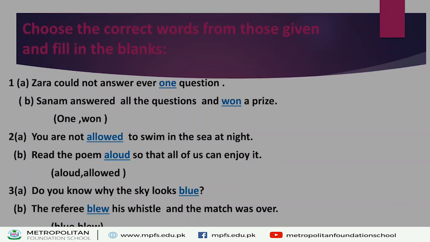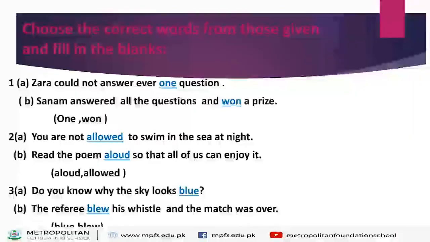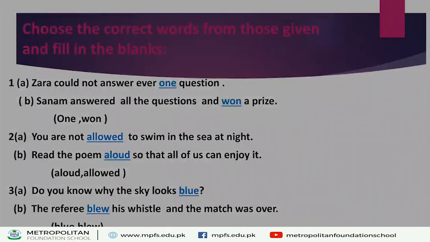The fourth one is cell, C-E-double L. Cell means jail. S-E-double L, sell, means to sell. The fifth one is M-A-I-L, mail. On the other hand, we have M-A-L-E, male. They both have different meanings and different spellings.